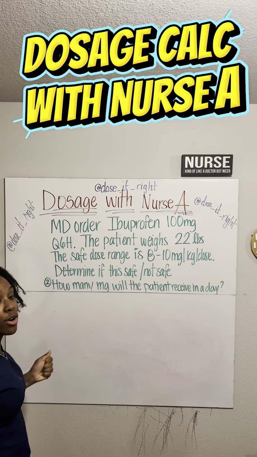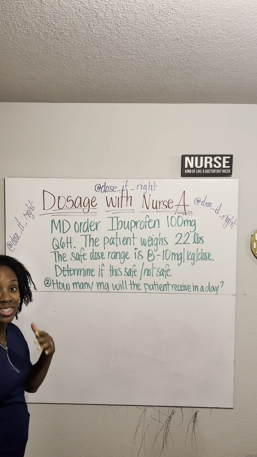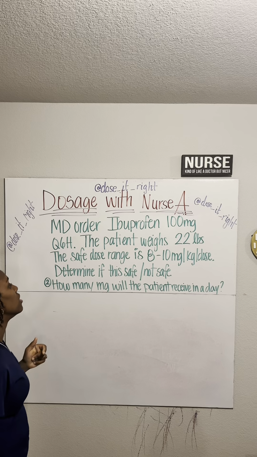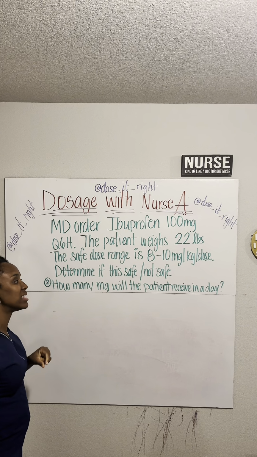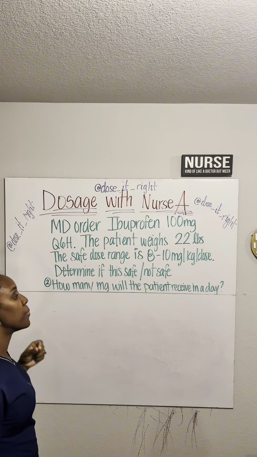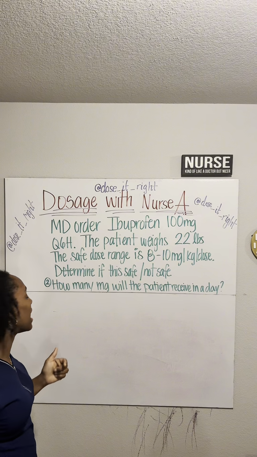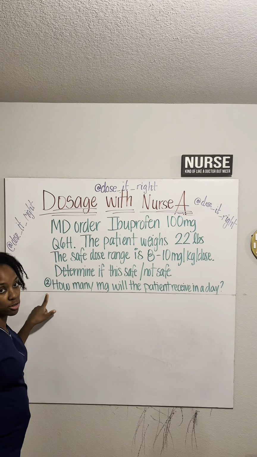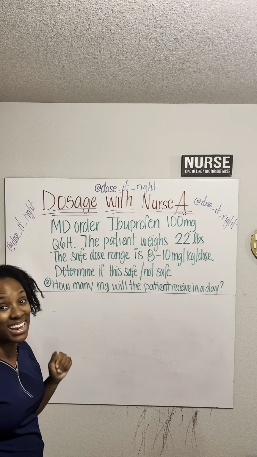So the MD ordered ibuprofen 100 milligrams Q6 hours. That just means every 6 hours. The patient weighs 22 pounds. The safe dose range is 8 to 10 milligrams per kilogram per dose. Determine if this is safe or not safe. Then we have a part 2 of the question. How many milligrams will the patient receive in a day?